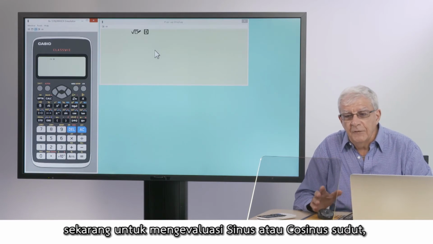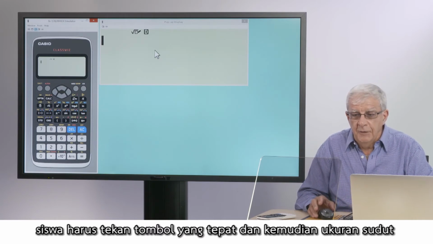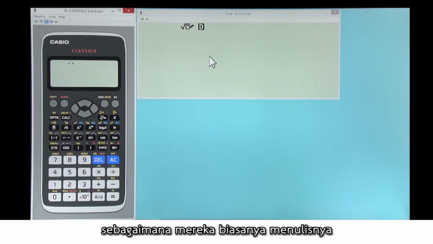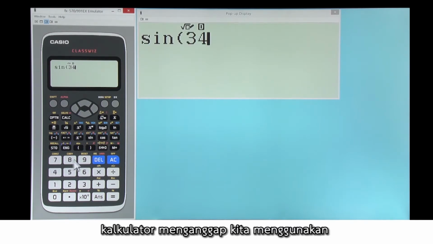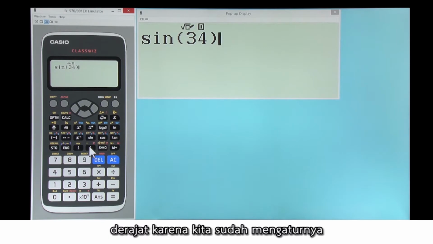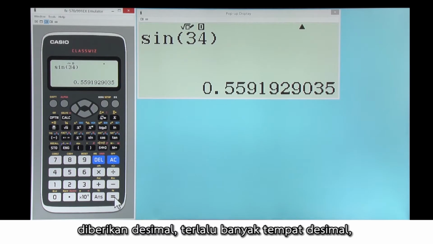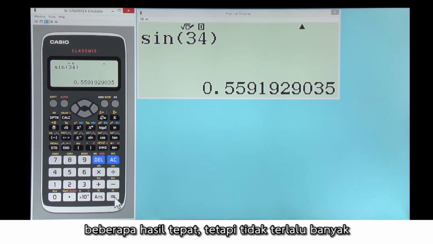Now, to evaluate the sine or the cosine of an angle, students need to just tap the relevant key and then the angle size as they would normally write it. So for instance, the sine of 34 degrees, we don't need to say degrees, the calculator assumes we're using degrees because of how we set it up, is given as a decimal to many decimal places. Most examples will give you an irrational number. Some results are exact, but not too many.